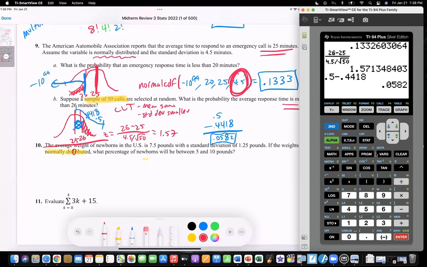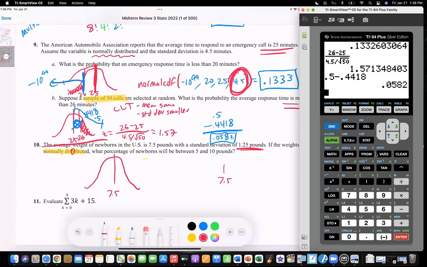So I'm going to start sketching this right off the bat here. So normal distribution, so the average weight is 7.5 pounds. So we have 7.5 in the middle, and the standard deviation is 1.25 pounds. Okay, so I want to know what percentage of newborns will be between 5 and 10. So 10 is over here, right? And then 5 is less than. So what percentage is between 5 and 10, basically?